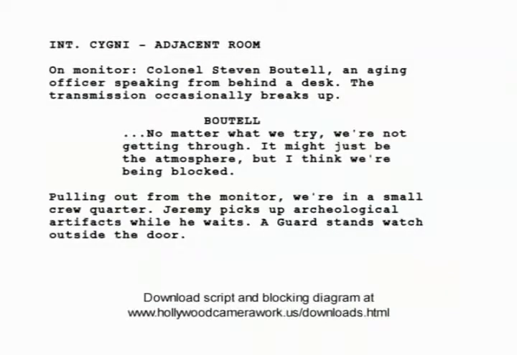On monitor, Colonel Stephen Buttel, an aging officer speaking from behind a desk. The transmission occasionally breaks up. No matter what we try, we're not getting through. It might just be the atmosphere, but I think we're being blocked. Pulling out from the monitor, we're in a small crew quarter. Jeremy picks up archaeological artifacts while he waits. A guard stands watch outside the door.